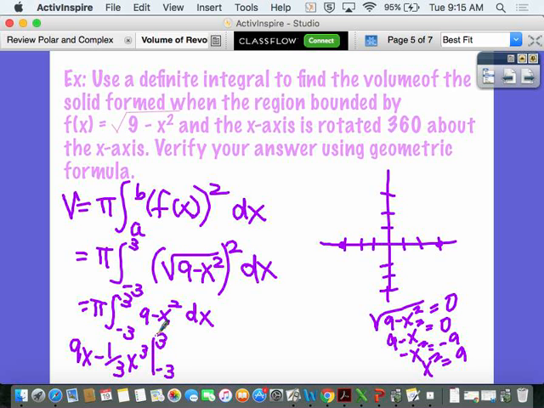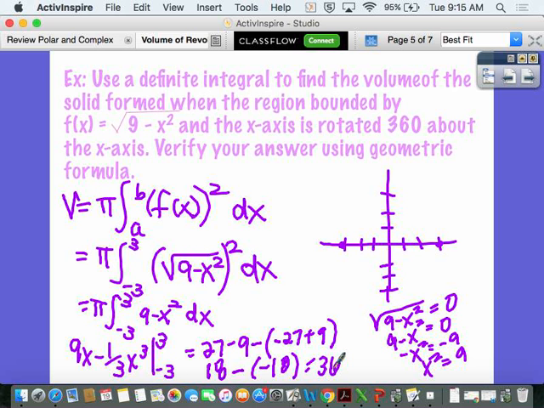Evaluate that from -3 to 3. You plug in 3 first to get 27 minus 9. Then you subtract what you get when you plug in -3, which is going to be -27 plus 9. Okay? So this is basically going to be 18 minus a -18, which is going to give you 36. Now you still have a pi that was on the outside that I forgot to bring down. So your answer is going to be 36 pi. That is your volume for the solid being rotated about the x-axis.